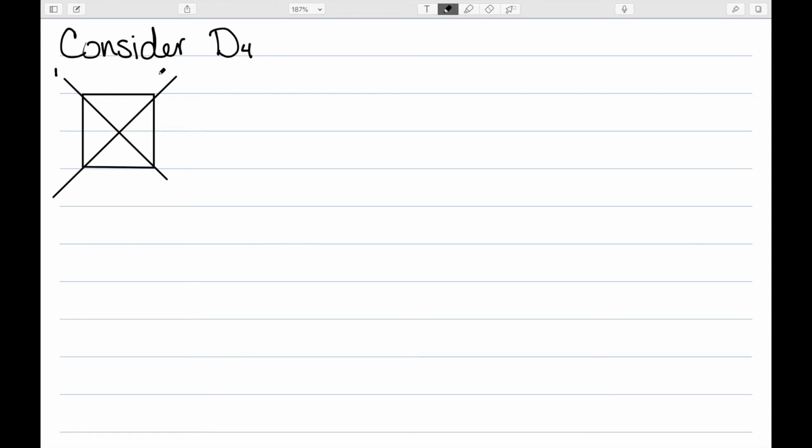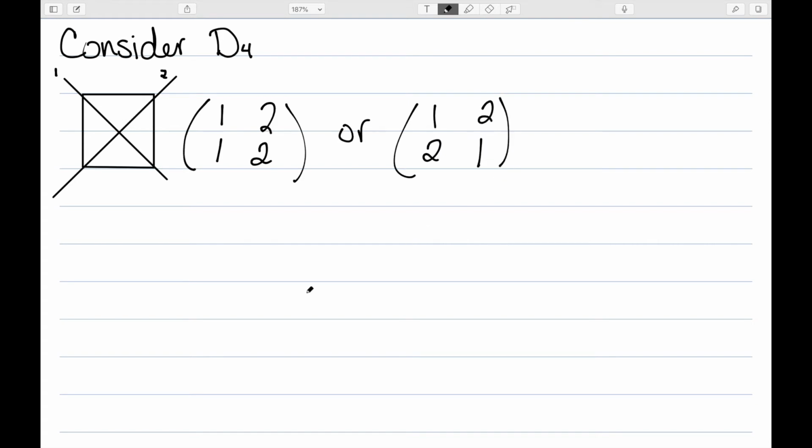So if I call this diagonal 1 and this diagonal 2, either 1 is going to stay the same and 2 is going to stay the same, or 1 maps to 2 and 2 maps to 1. There are two main types of elements in my group D4. Flipping along a diagonal.